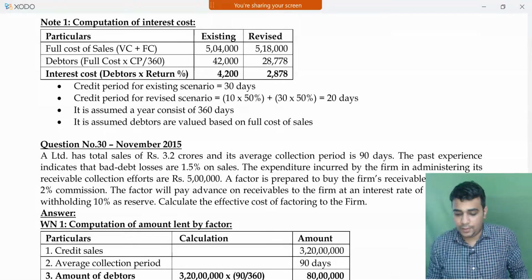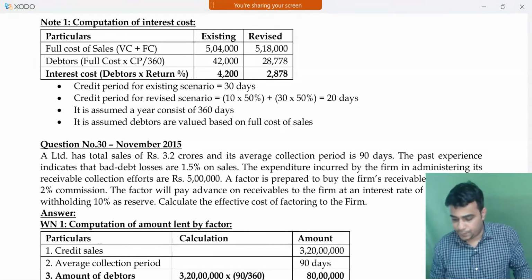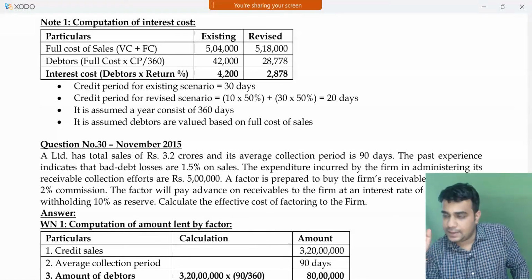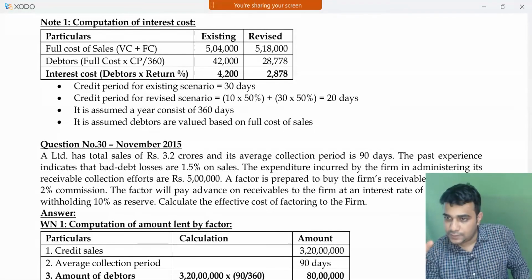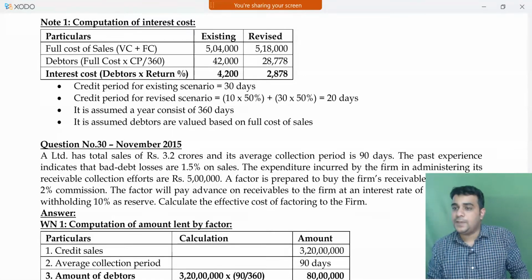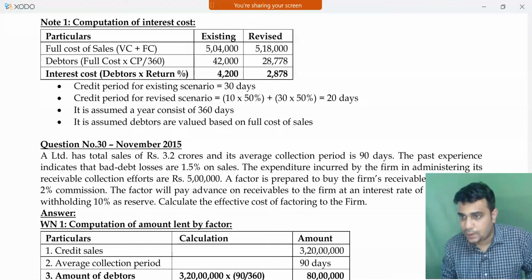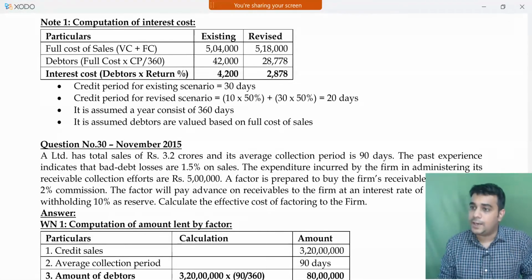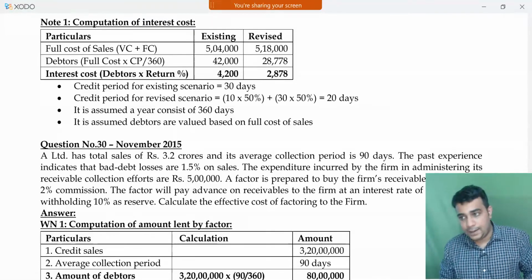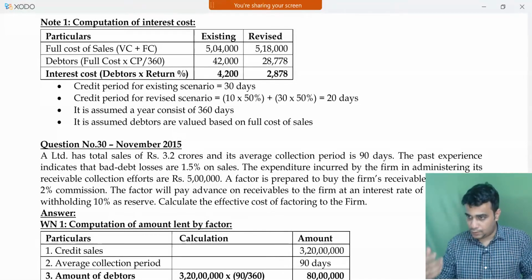Okay, now let's first understand what kind of question a factoring question is. See, factoring is basically an arrangement where I am not ready to collect money. I tell someone else to collect money on my behalf. So I give this responsibility to someone else. He will do the job of collecting money from the customers. The benefit for me is I can focus on my main business. I will not focus on credit administration and collection effort, and bad debt risk can come down, but the factor will also charge a commission.